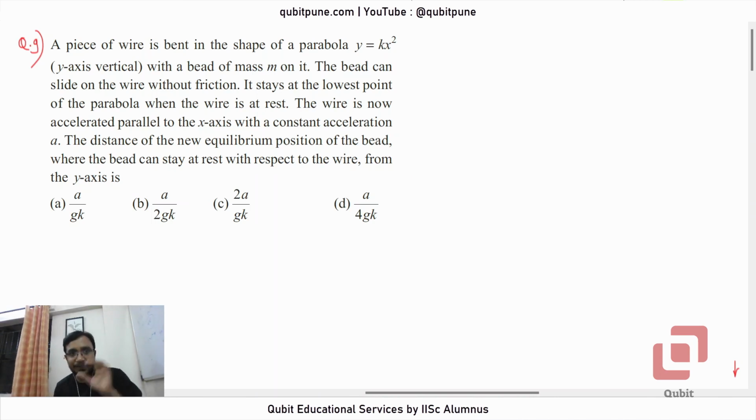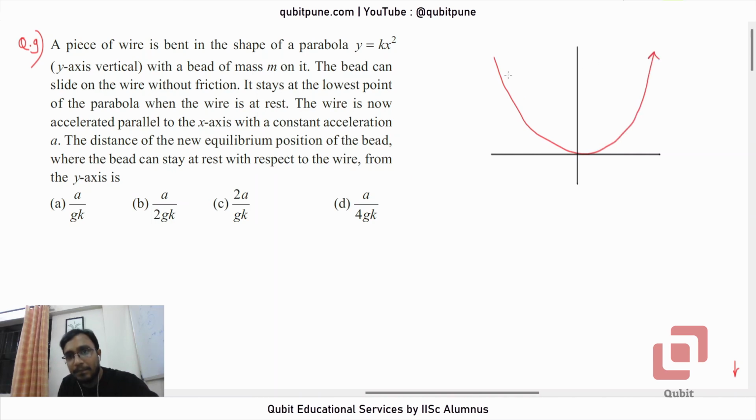Okay, so there is a piece of wire bent in the form of a parabola y equal to kx squared. Recall functions with even powers of x, so it must be symmetric about the y-axis. So I'm going to show the parabola here, y-axis vertical. The bead can slide on the wire without friction. It stays at the lowest point of the parabola when the wire is at rest. So initially the bead is here.